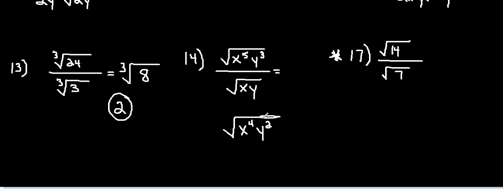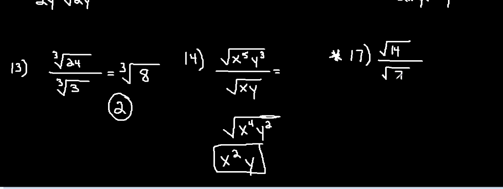Okay? So I combined them, but I'm not done yet, because now I got to look inside here to say, what's the square root of x to the 4th? It's x squared. I'm going to bring that out front. What's the square root of y squared? It is y. So they divide evenly, so this would be my solution. Square root of x to the 4th is x squared. Square root of y squared is y. Done.